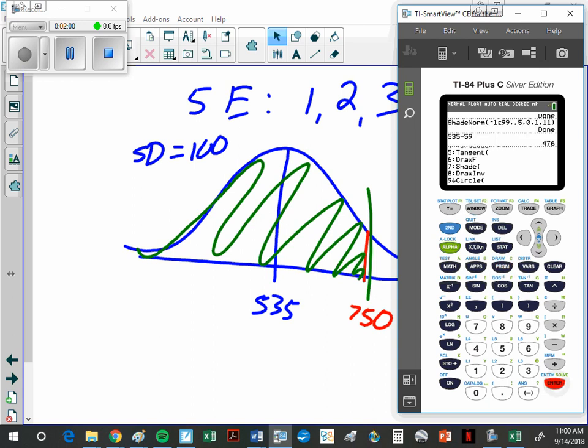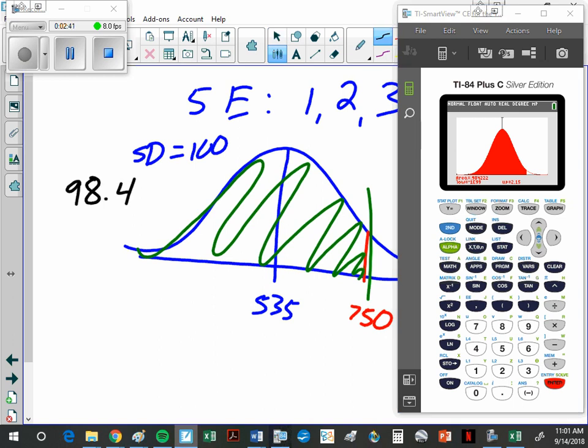So clear out my draws. I wish my calculator was as fast as a normal calculator. Isn't it weird? My big fancy computer is slower at running the calculator software than the calculator is. So from negative number up to 2.15, comma 0, comma 1. And I end up with 98.4%.